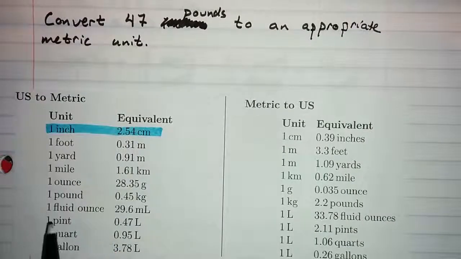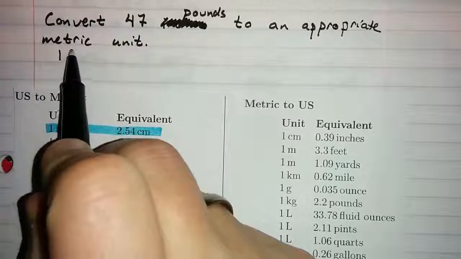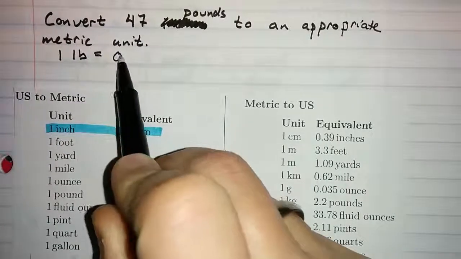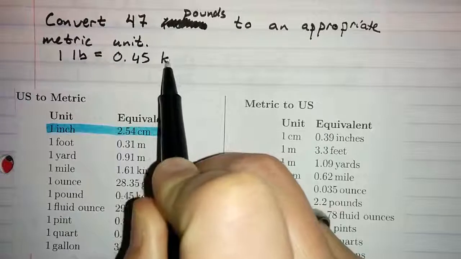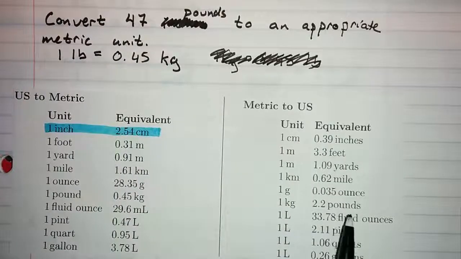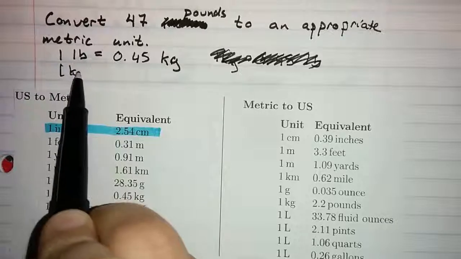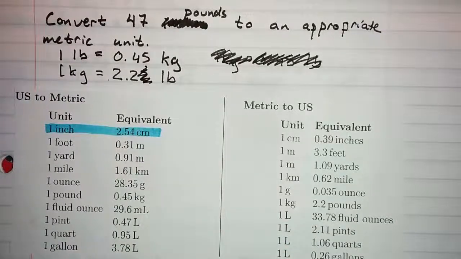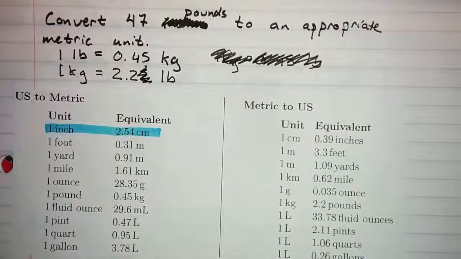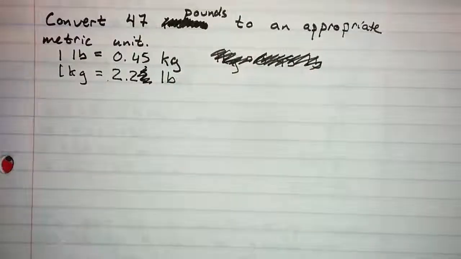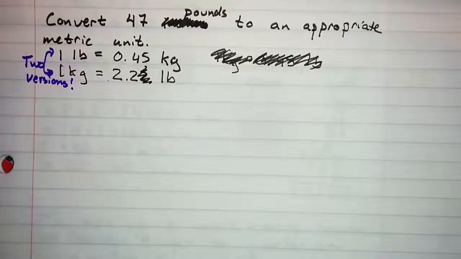What do I have? From this table, I have 1 pound is 0.45 kilograms. And from this table, I have 1 kilogram is 2.2 pounds. And it looks like that's it. So kilograms are my only choice for a metric unit to convert into. But I have two different conversion factors. And because they're rounded, it matters which one I pick. I'll get different answers depending on which one I choose.